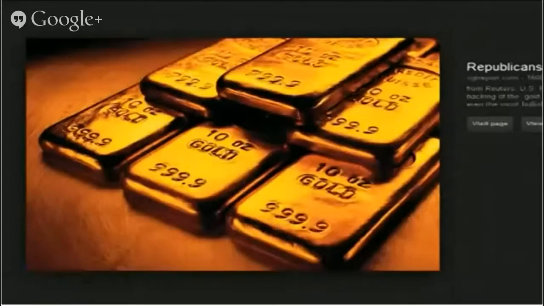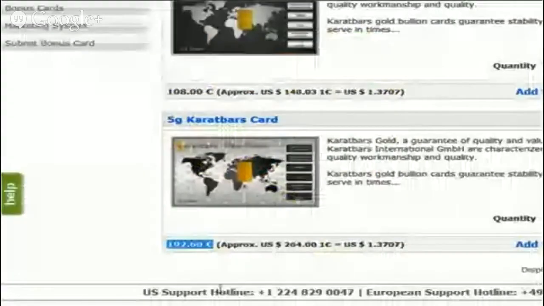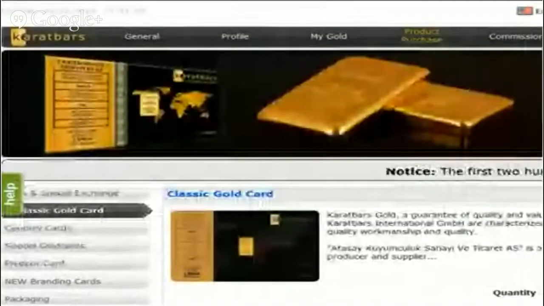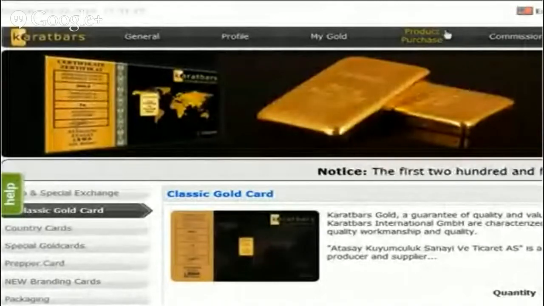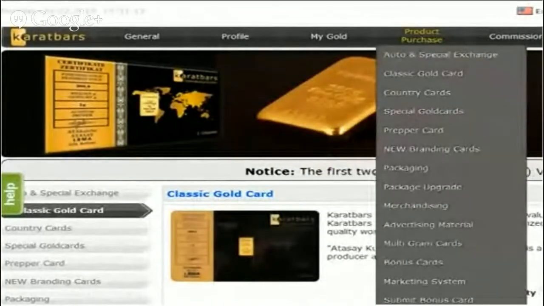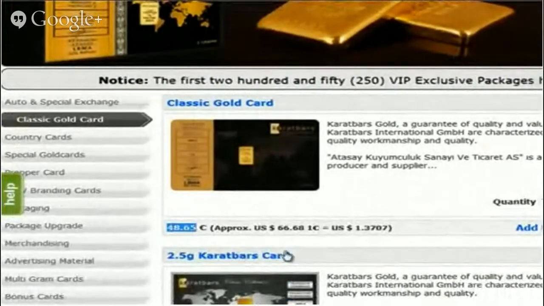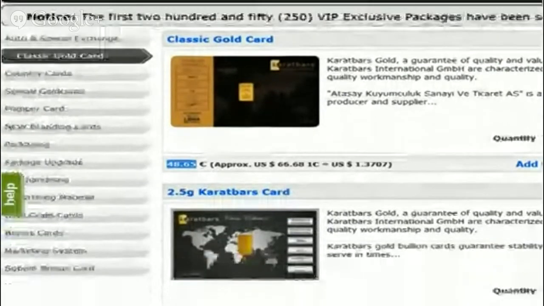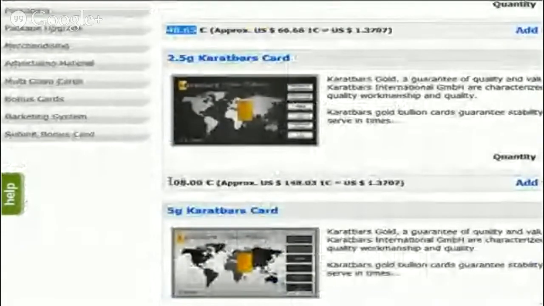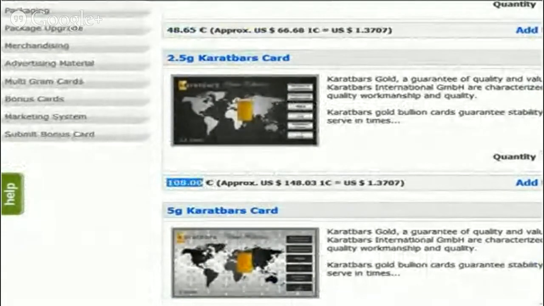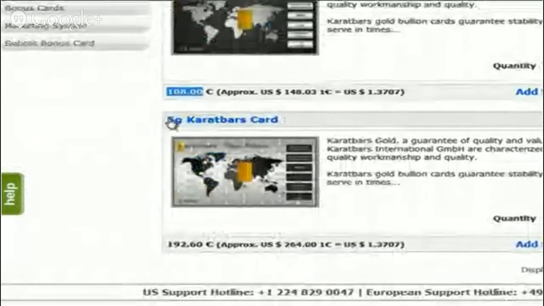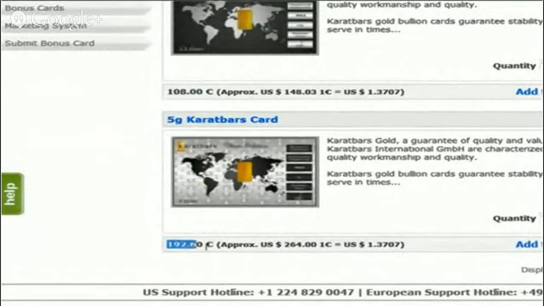So what we've done, where am I? I think there we go. Okay, so what I did, I got into my back office. And this is where it says purchase gold up here. I've got purchase gold, and it says the classic gold bar. There's the classic gold bar there. Okay, so for 48.65 euros. And there's the 2.5 for 108 euros. And here we go, the 5 gram Karatbars card for 192.60 euros.